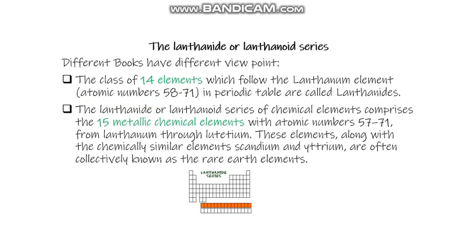And you know that lanthanides belong to F block elements, and these are called rare earth metals also. Another viewpoint: the lanthanide series are 15 metallic elements with atomic number 57 to 71 from lanthanum through lutetium. These elements, along with the chemically similar elements scandium and yttrium, are often collectively known as the rare earth metals. The lanthanides are shown in this small diagram with colored row.